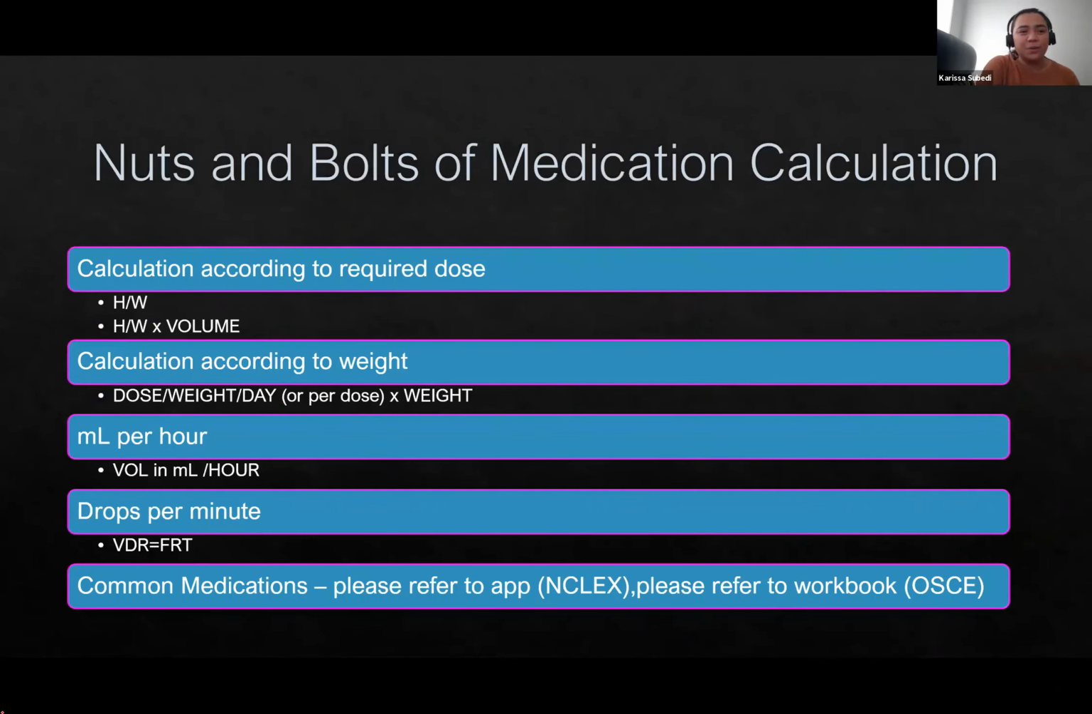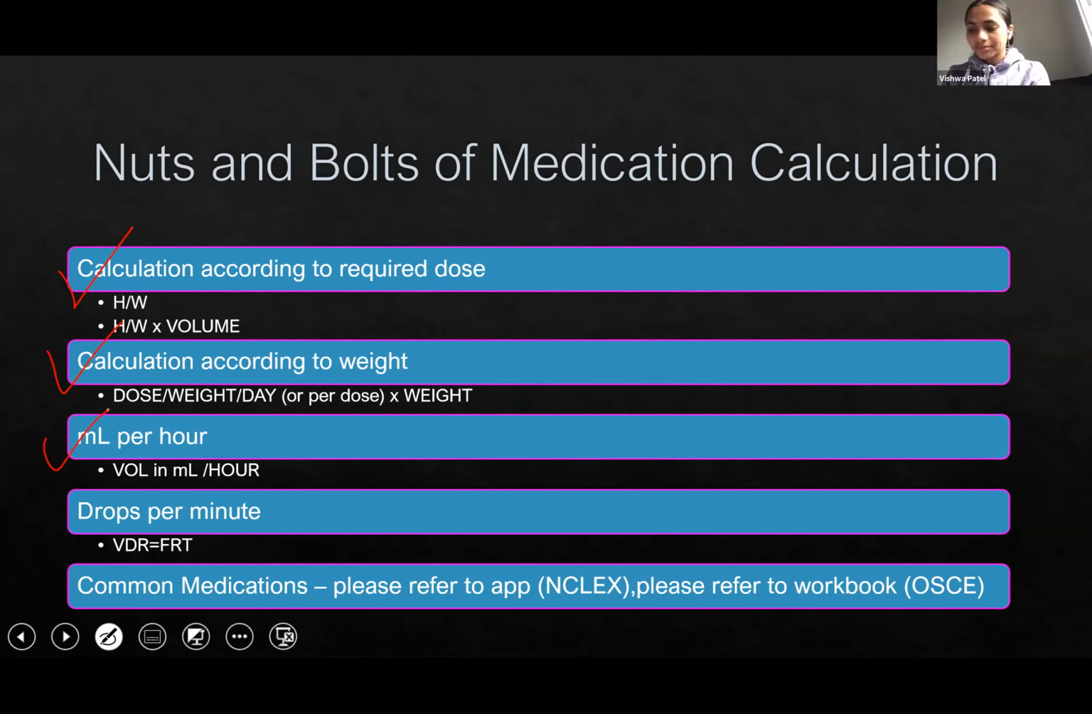All right, so now we're done with required dose. We're done with the weight. Now let's go to mL per hour. Isn't that easy, guys? That's the reason why I love math, because it doesn't need memorization. It just needs analysis. You don't have to bring all of those numbers and formulas in your brain and go to NCLEX and OSCE. You just have to analyze it. That's why it's good when you go there and your head is very light, very fresh.